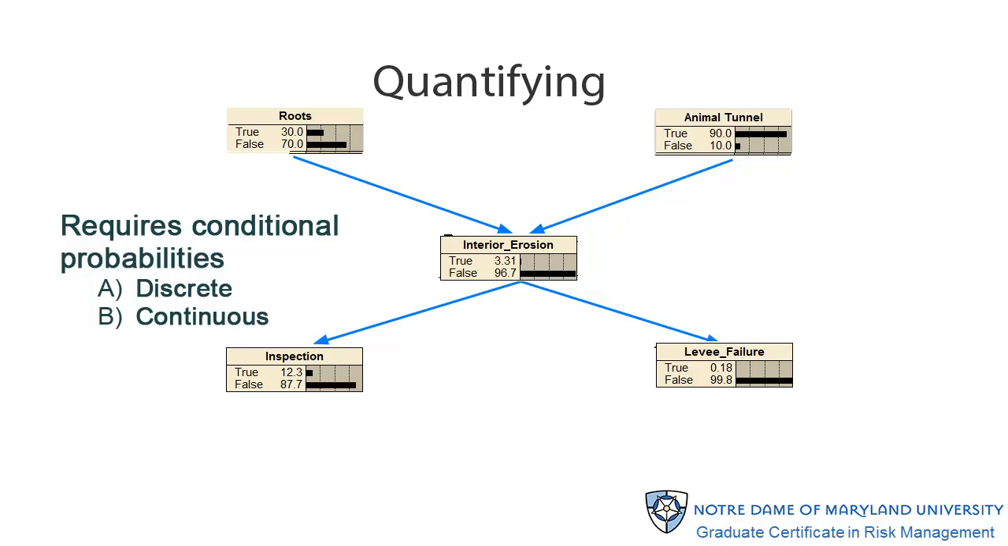So let's quickly review to make sure we interpret them the same way. This model says that roots are present 30% of the time. Animal tunnels are present 90% of the time. Internal erosion occurs 3.31% of the time. 12.3% of all inspections report internal erosion, and levees fail 0.18% of the time. All the data here are hypothetical and were made up for this video.